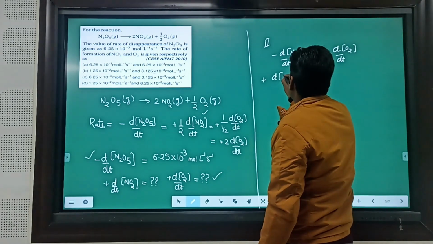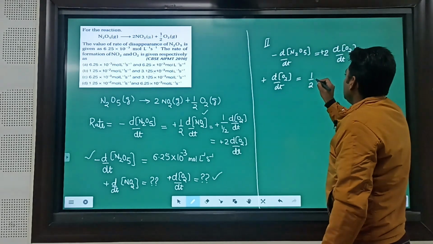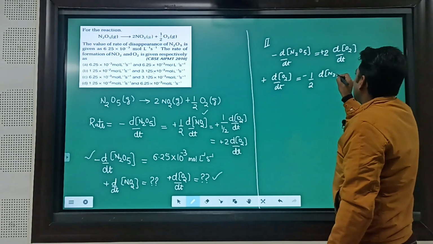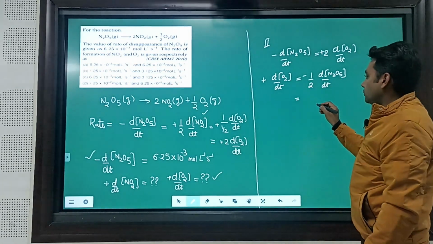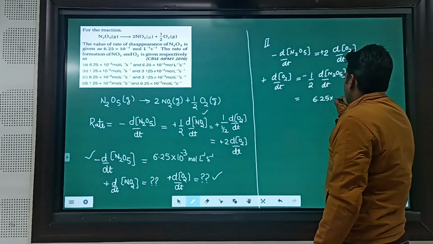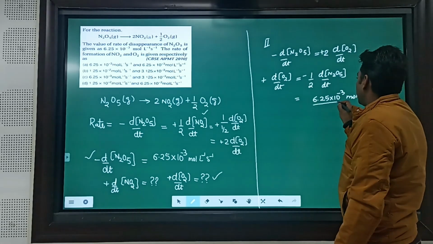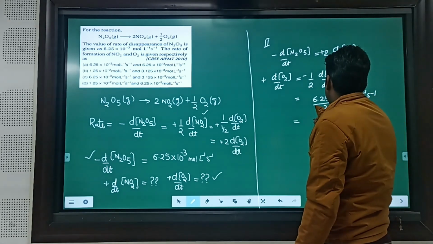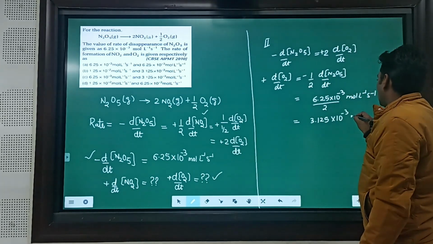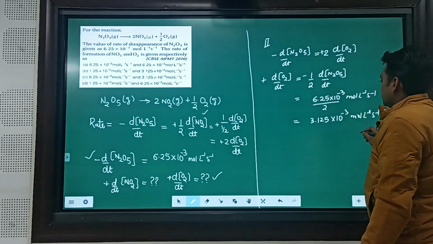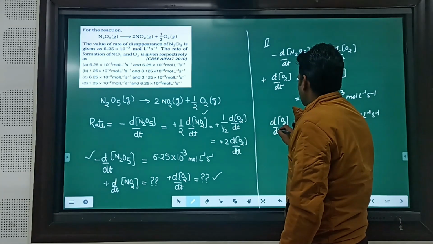So plus dO2 by dt is equal to simply 1 by 2 dN2O5 by dt simply. So we just put the value. The disappearance of N2O5 is given as 6.25 into 10 raised to power minus 3 mole per liter per second divided by 2. So result will be that comes out to be 3.125 into 10 raised to power minus 3 mole per liter per second. So that is the result for the rate of formation of the oxygen.